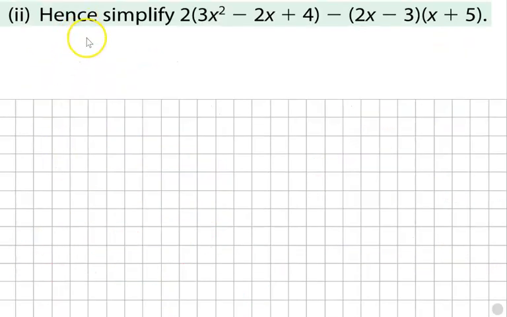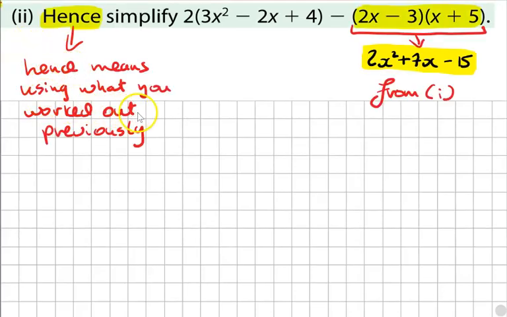So hence, which means using what you just worked out in part 1, simplify 2 times 3x squared minus 2x plus 4 minus 2x minus 3 times x plus 5. Hence means using what you worked out previously. Previously we worked out in part 1 that 2x minus 3 multiplied by x plus 5 is 2x squared plus 7x minus 15. So we can skip a few steps and just literally replace this with this.